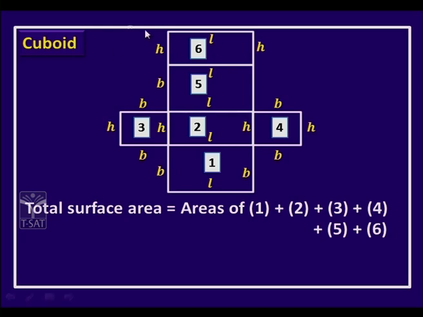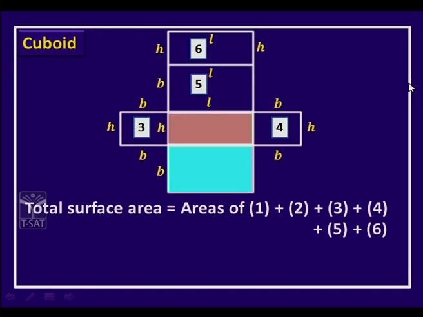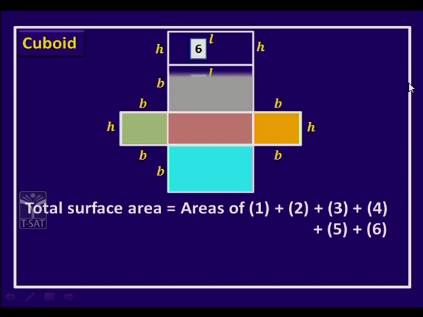Now, here the total surface area of this cuboid is obtained by adding all these areas. That means, I am going to add area of rectangle 1 plus area of rectangle 2 plus area of rectangle 3, area of rectangle 4 plus area of rectangle 5 and finally, area of rectangle 6. So if I add all these areas, then I get the total surface area of the cuboid.